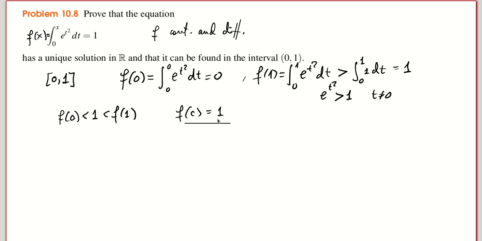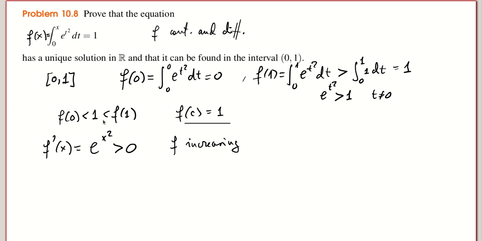Are there more solutions? Well, actually no, because if we take the derivative of this function, that derivative is easy to calculate. It's just this. And this function is always positive, which means that f is always increasing. So if it crosses the line x equal to 1, y equal to 1, right? It never crosses it again, because from then on, on the right of C, the function takes only larger values than 1. So there's only one solution to this equation.